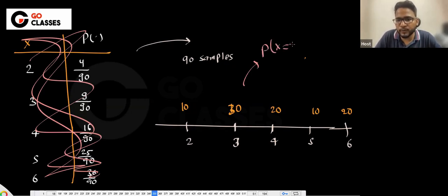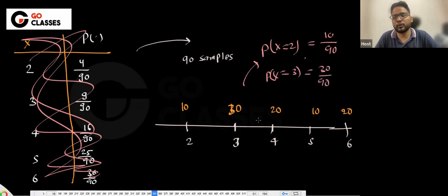You will say most probably that x being 2 has probability 10 upon 90, x being 3 has probability 30 upon 90. These are not real probabilities; they are sample probabilities. Given a small sample, I'm just finding the probability. If I give you a huge sample, then you can get closer to the real probabilities.